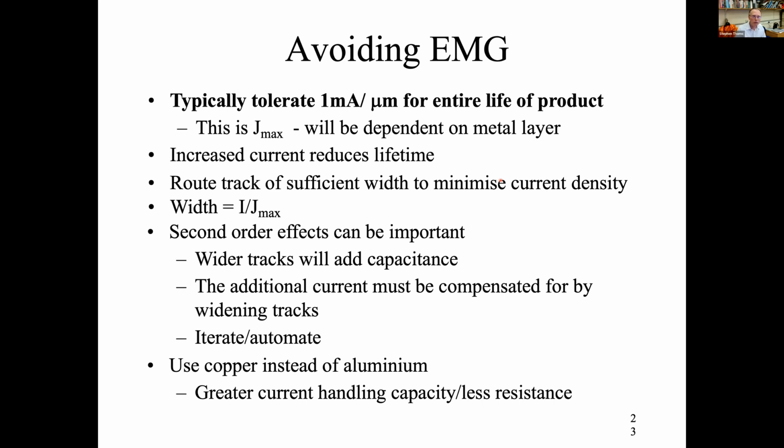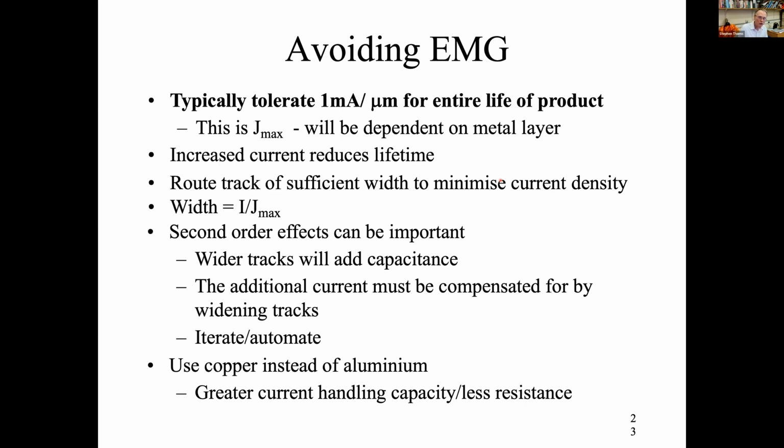So what you need to do is to route your tracks to have enough width to minimize the current density. And that's fairly easy to do. If you know what the maximum current density is, you can work out the width fairly straightforwardly.